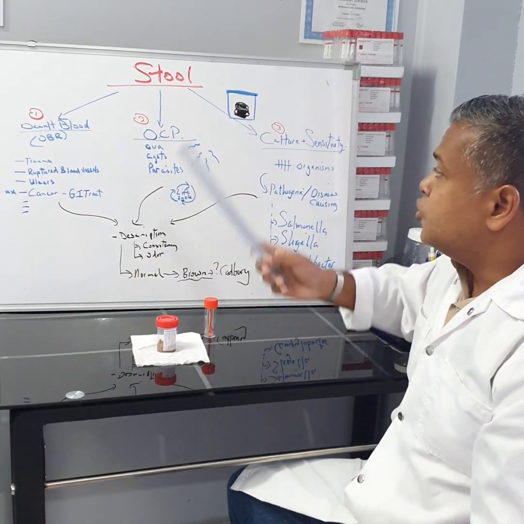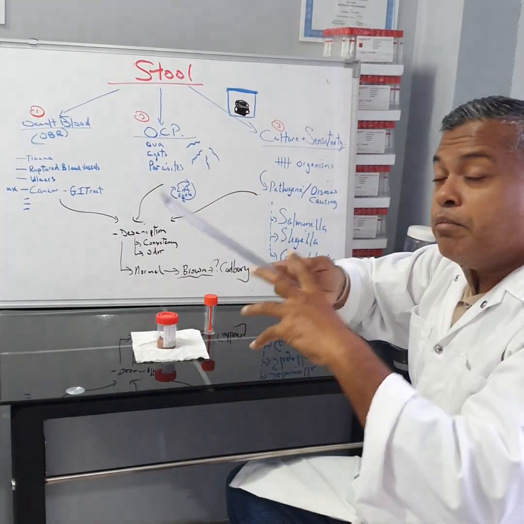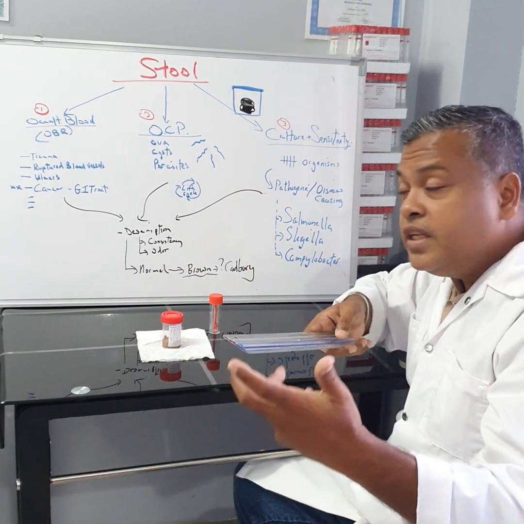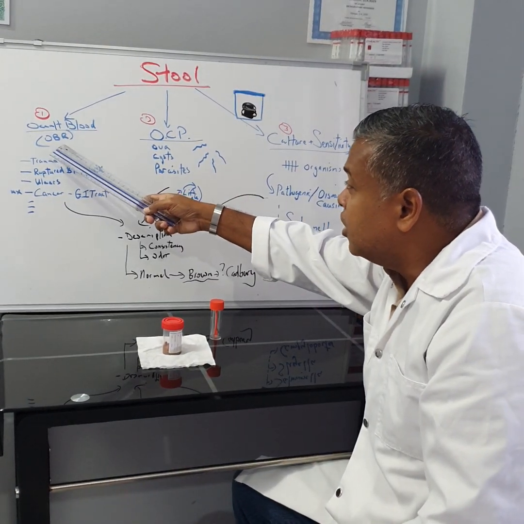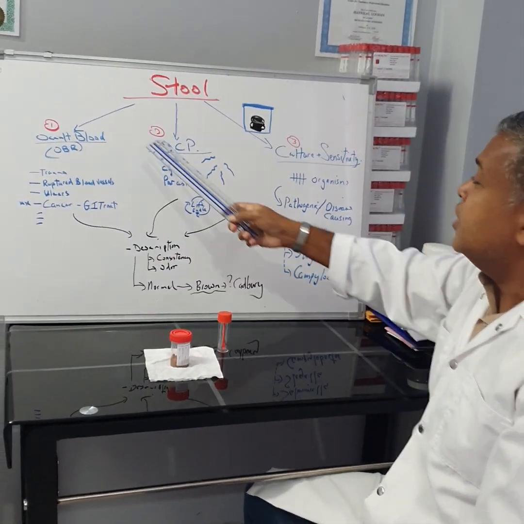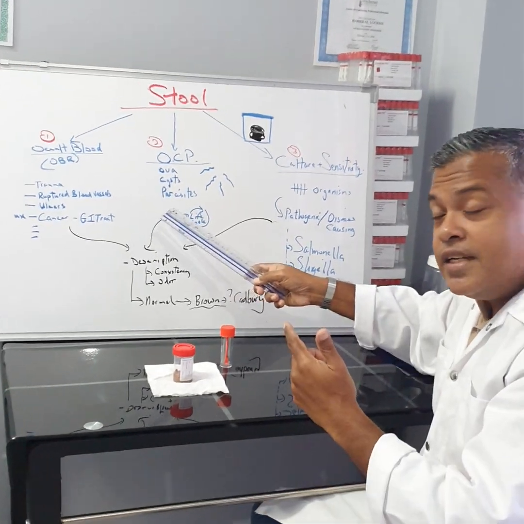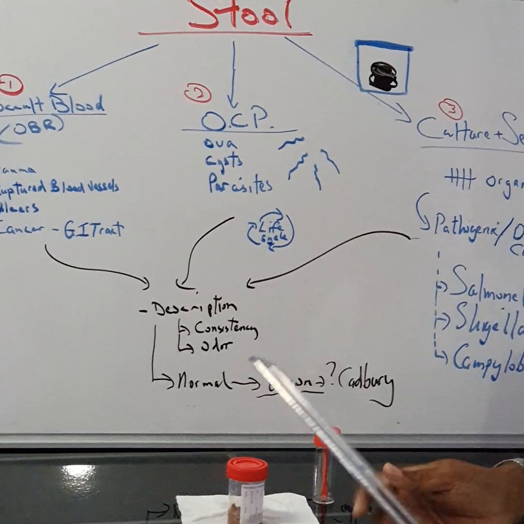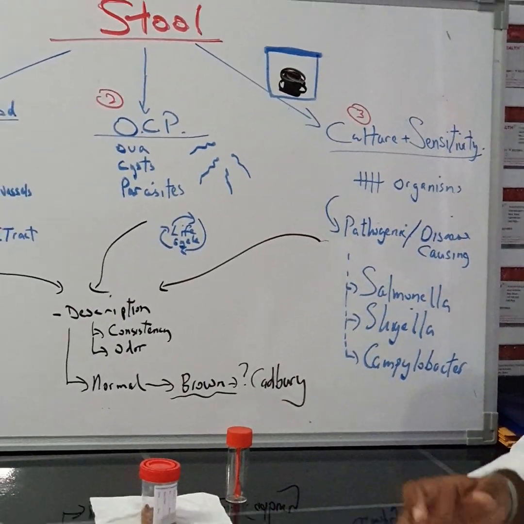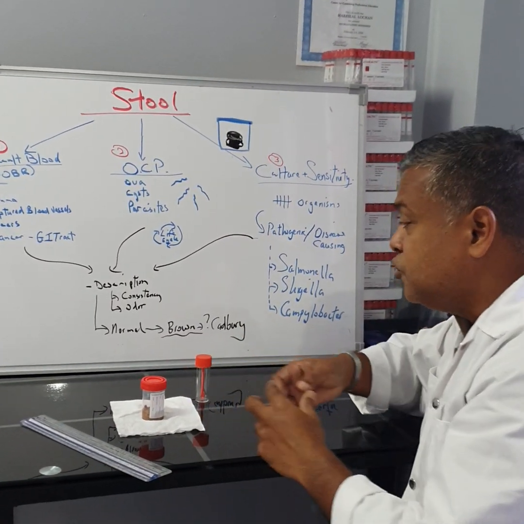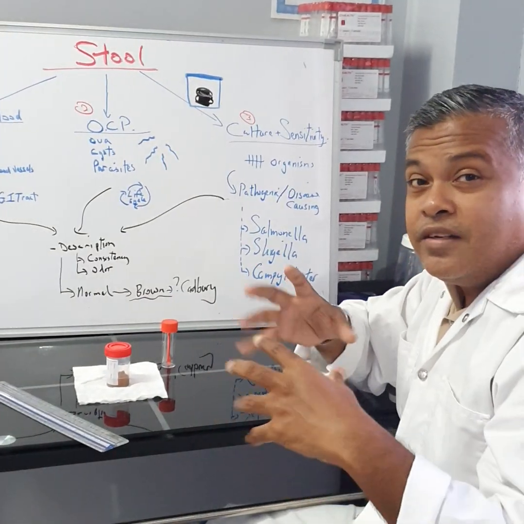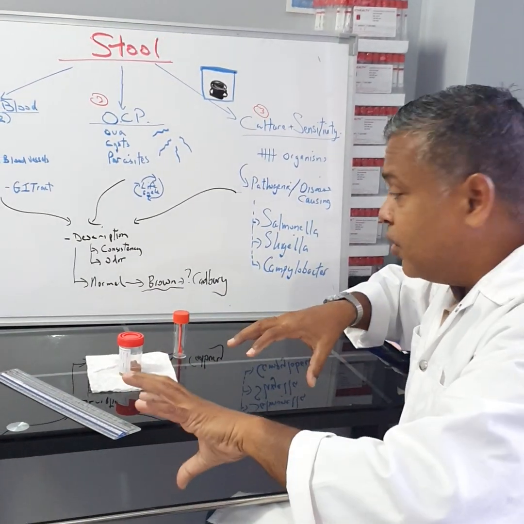So just to recap, stool tests, many different types, but the three most common tests done on stools routinely are stool for occult blood, looking for blood in the stool, stool for ova, cysts, and parasites, and then stool for culture and sensitivity. Now I just want to tell you that when I was learning lab technology, we had to describe the stool, we had to look at the color, we had to look at the odor, we had to assess it and make a report on that as well.